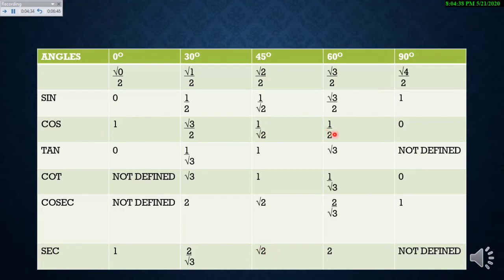Now cos 60 is 1 by 2. Secant 60 is 2. Cos 90 is 0. It is 0 by 2 or 0 by 1. Secant becomes 2 by 0 or 1 by 0. As the 0 in the denominator doesn't give us any value, we know. Right?